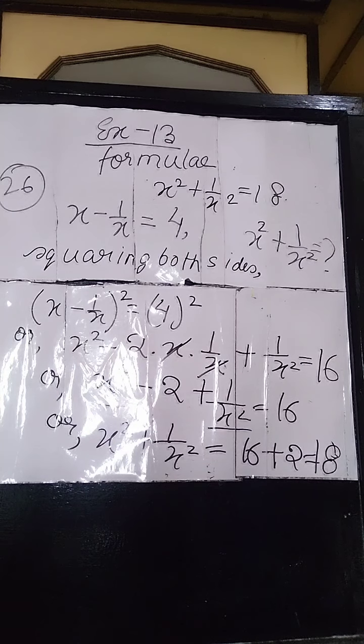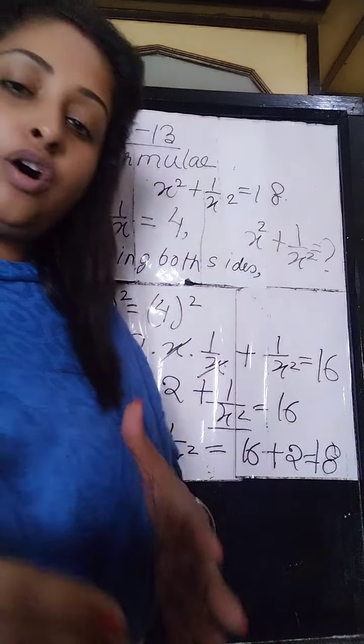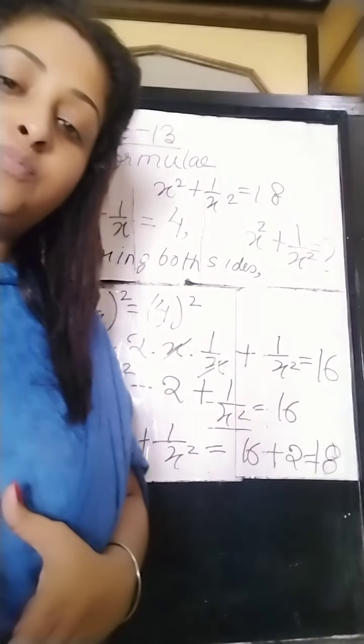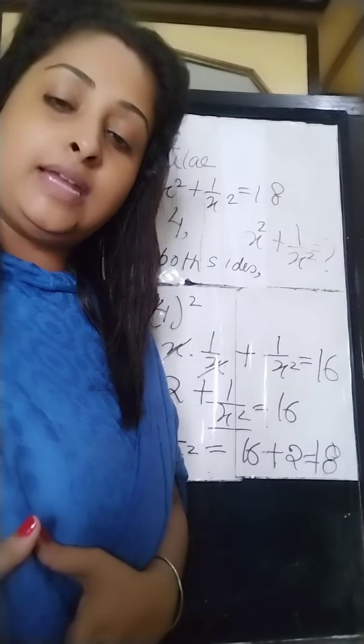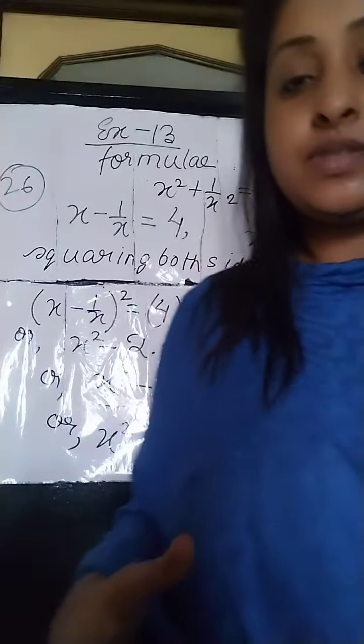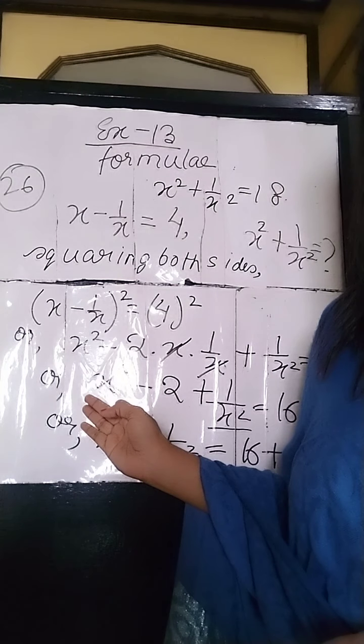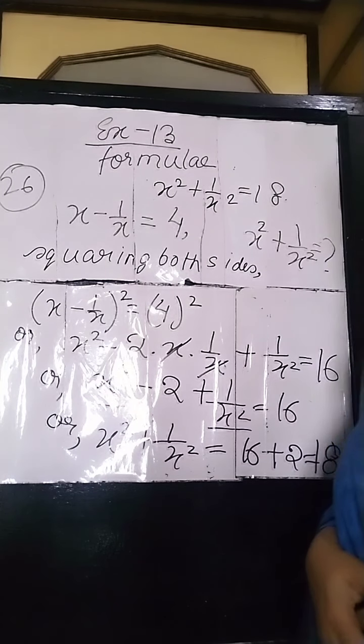In this way, in this type of sums, if it is given to you, you are required to do the squaring of both the sides. The squaring of both the sides you have to do in order to solve this type of sums. I hope you have understood this type of sums.